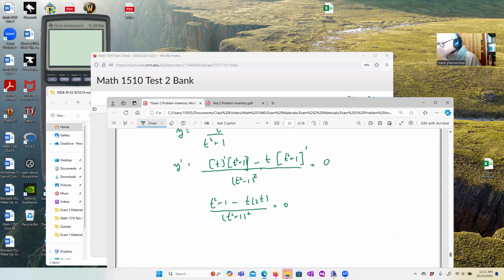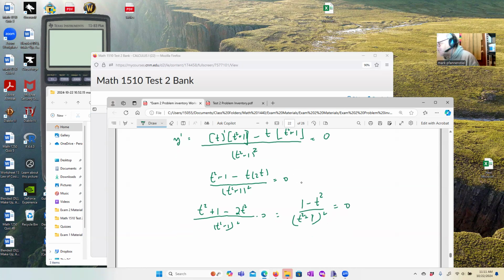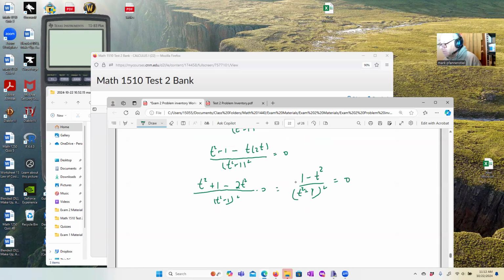Let's simplify this a little bit. We're going to have t squared plus 1 minus 2t squared, t times 2t, divided by t squared plus 1 squared, equals 0. This is going to be 1 minus t squared over t squared plus 1 squared, set equal to 0. First thing we're going to do, and this is why I say don't multiply this out, is clear our fractions. We multiply both sides by t squared plus 1 squared, so we have 1 minus t squared equals 0.